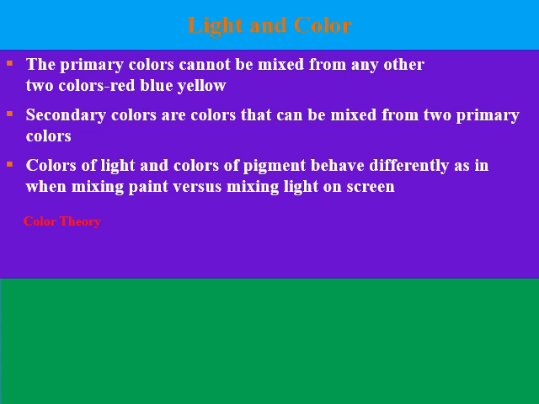The three secondary colors are green, purple, or violet, and orange. Okay, those are the secondary colors. Red and blue make purple, yellow and red make orange, and blue and yellow make green. Okay, all right.